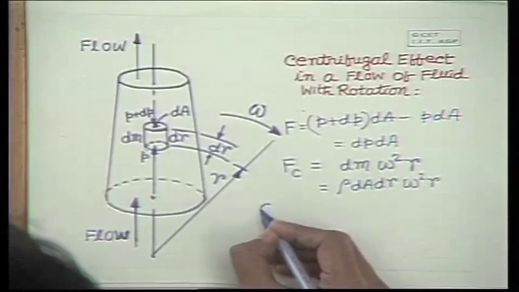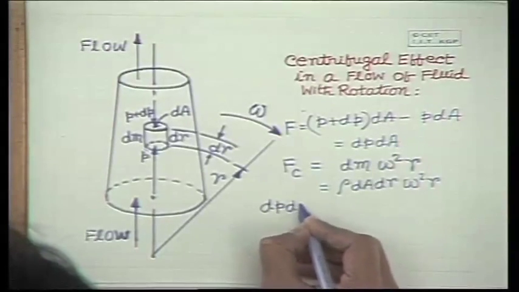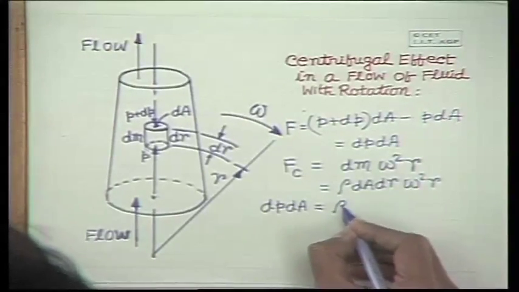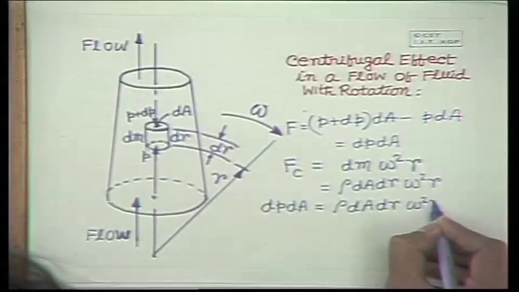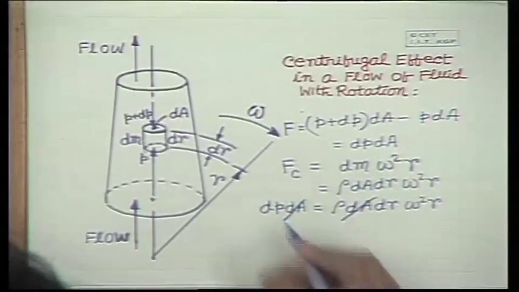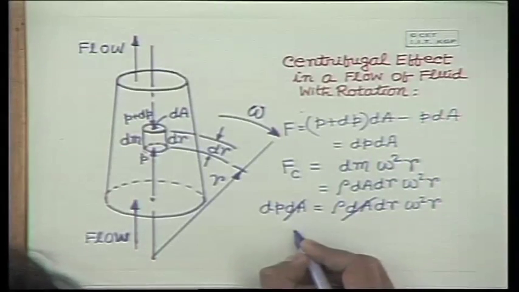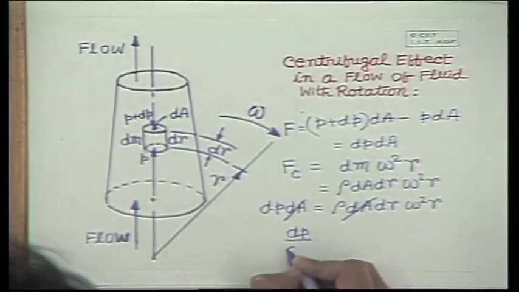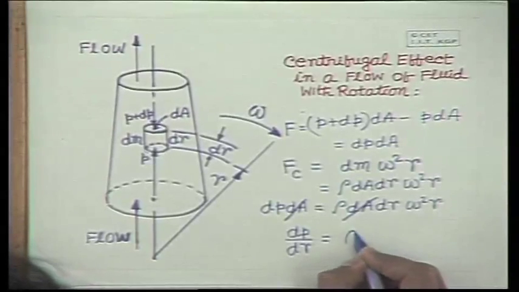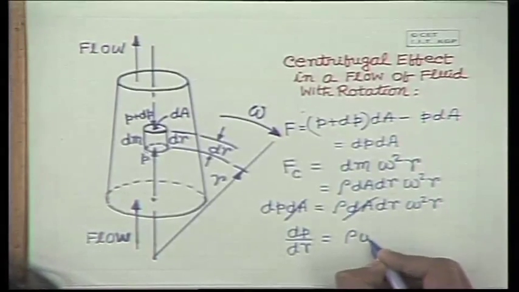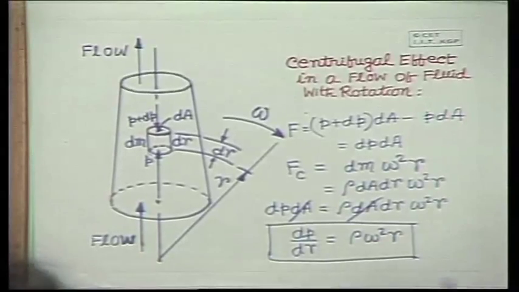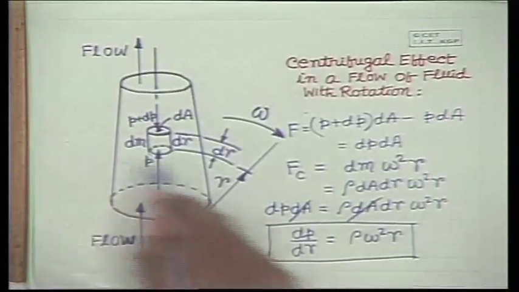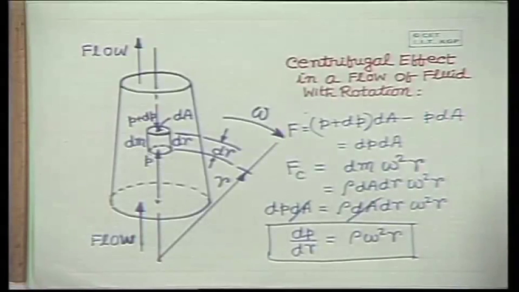So, if we write this, we get the expression dP into dA is equal to rho dA dr omega square into r. So, dA cancels out. Well, we can write then dP by dr is equal to rho omega square r. This equation is a very well known equation in the fluid flow with rotational velocity and is known as the radial equilibrium equation.